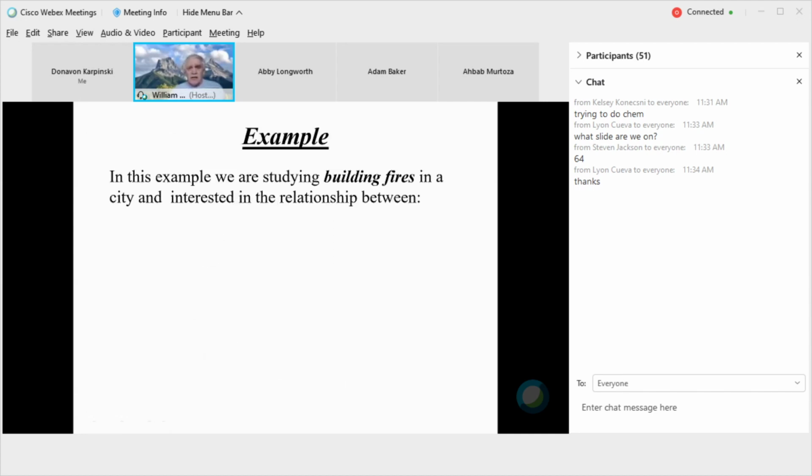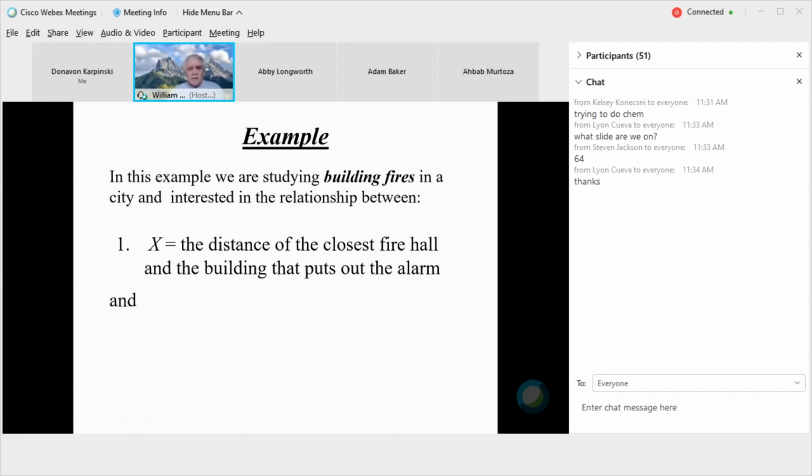Here's an example. Here we're looking at building fires, fires that occur in buildings in a city. And we're really interested in the relationship between how close the building is to the closest fire hall, X, and the damage. If the fire hall is quite a ways away, if X is large, then the amount of damage that would be done will be larger because it'll take more time for the trucks to get there.